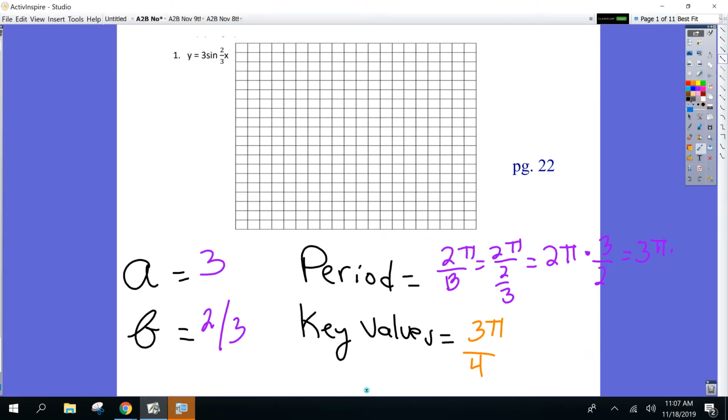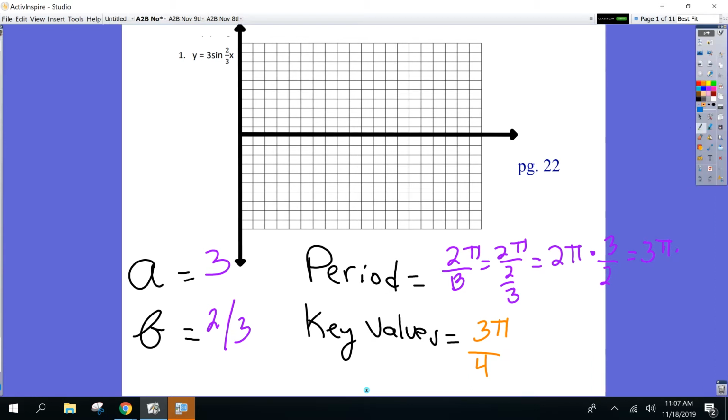Okay. X-axis, y-axis, x-axis. We just said first one's going to be what? 3 pi over 4. That's your first one. 3 pi over 4. What's our last one going to be? Just got to figure out what to do in the middle now.